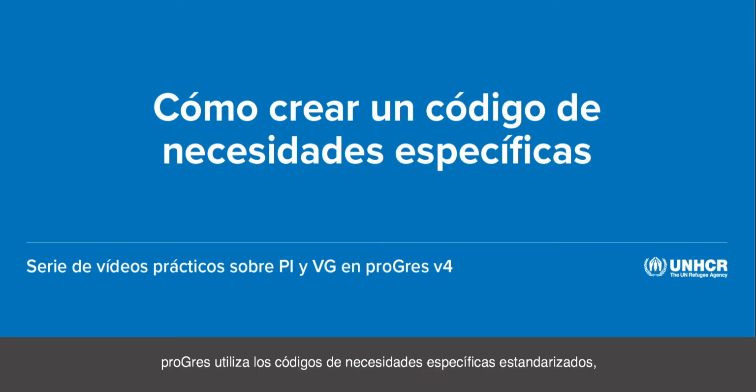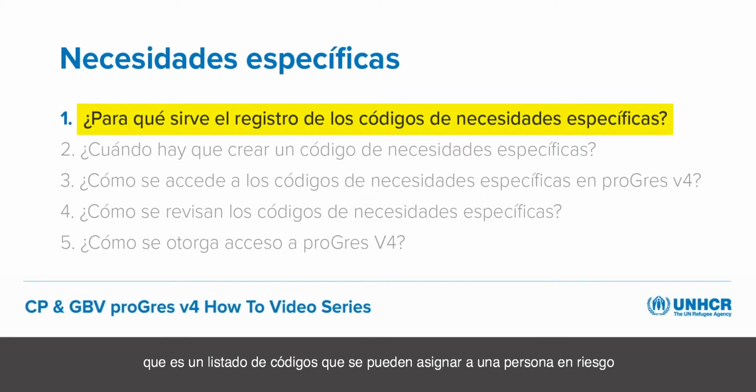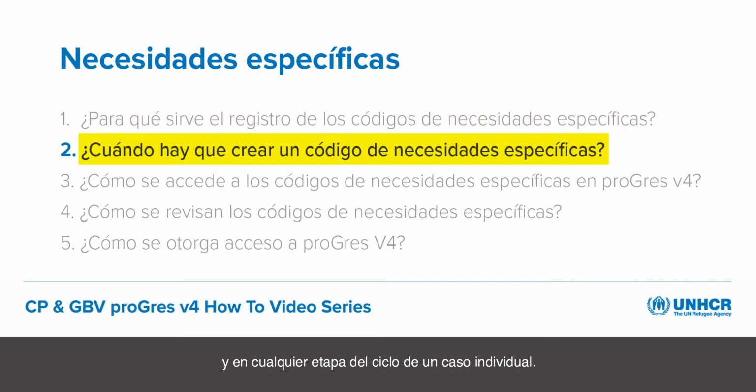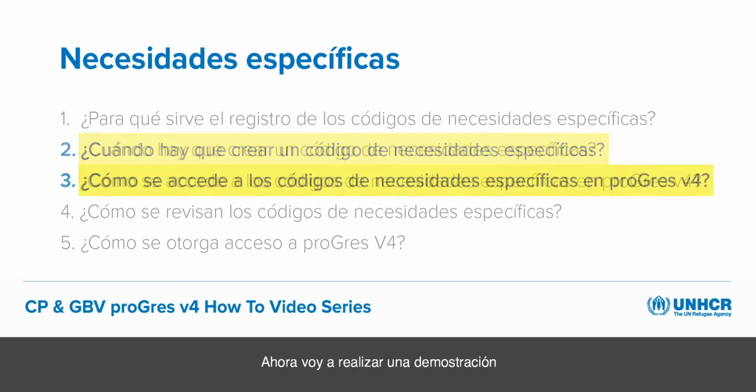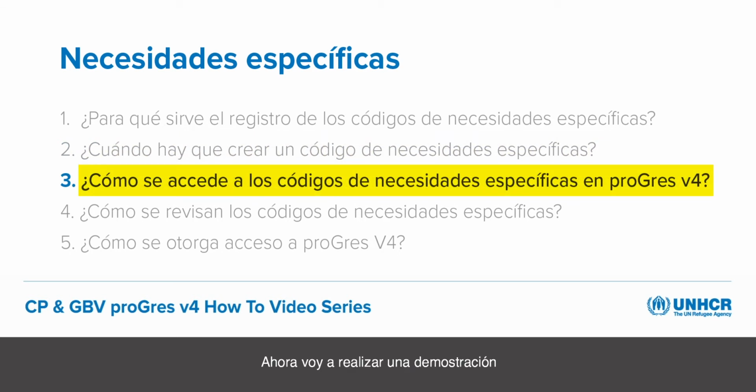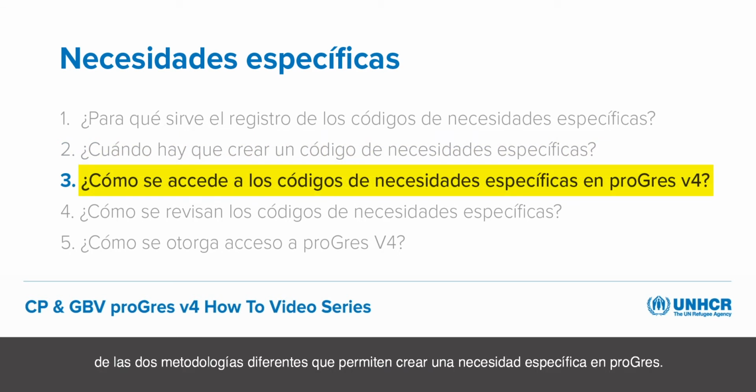Progress uses the standardized specific needs codes, which is a list of codes that can be assigned to a person at risk or with specific needs during registration and at any stage of an individual case cycle. I am now going to undertake a demonstration of the two different methodologies for creating a specific need on Progress.